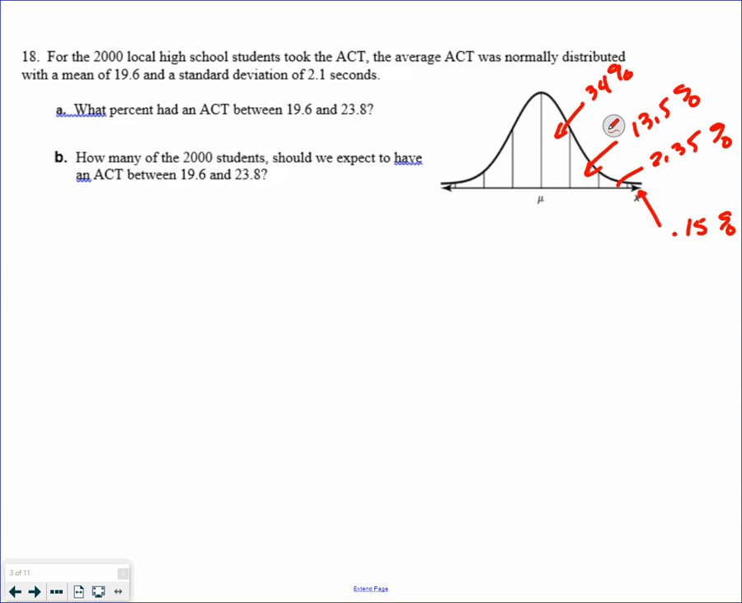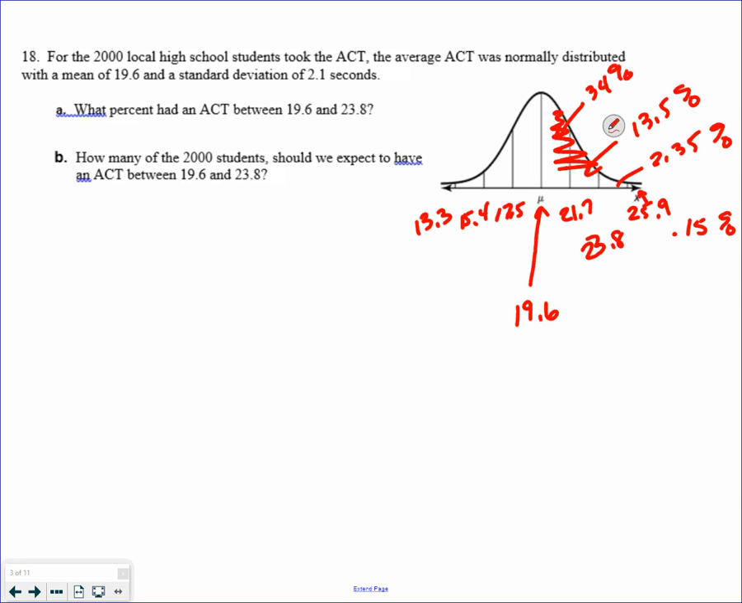For 2,000 local high school students who took the ACT, the average ACT was normally distributed with a mean of 19.6. The average goes right in the middle of your bell-shaped curve. Each one of those marks then represents one standard deviation away from the mean. So I'm going to add 2.1, get 21.7. Add 2.1 again would be 23.8. I apologize there. 23.8 and then 25.9. Going the other direction, you got 17.5, 15.4, and 13.3.